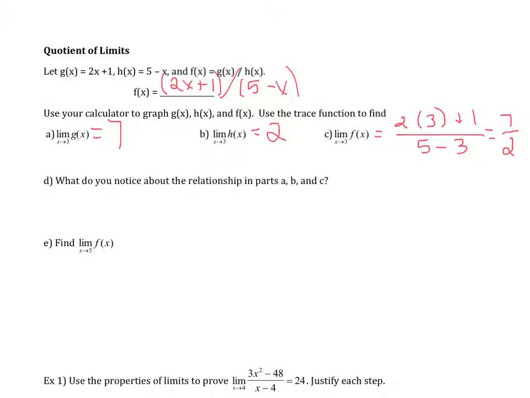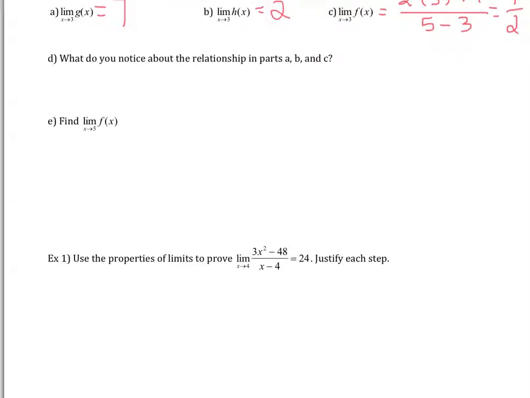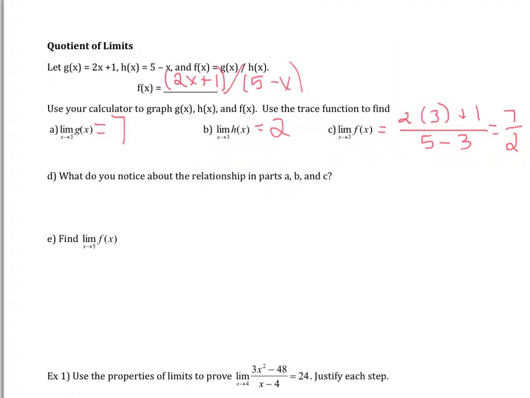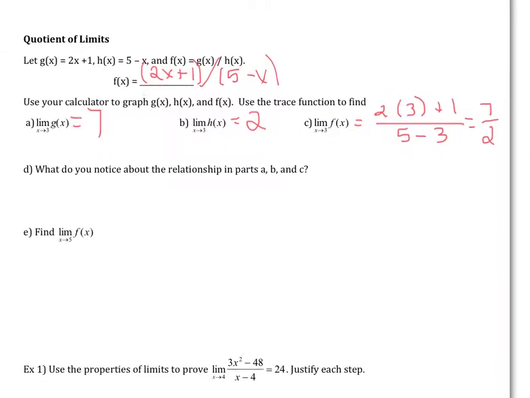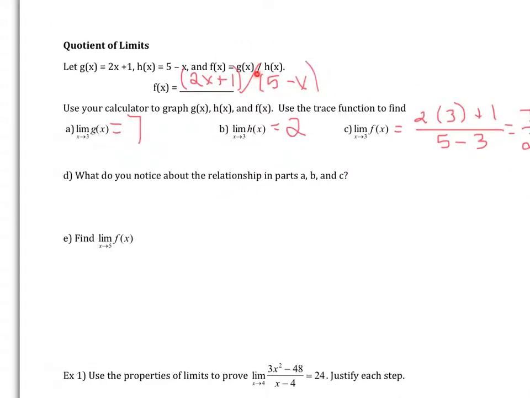Okay, so moving on to part E. I now want to find the limit as x approaches 5 of f of x. So if I look back at my original function for f of x, I know that my denominator will be 0 if I use direct substitution, okay? I also know that there's nothing I can cancel, okay? Those two binomials have nothing in common.